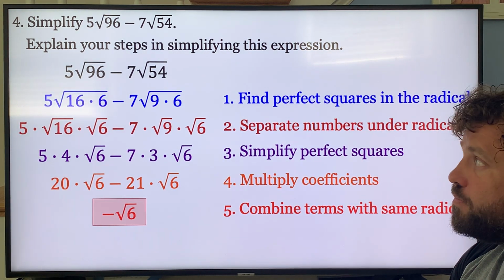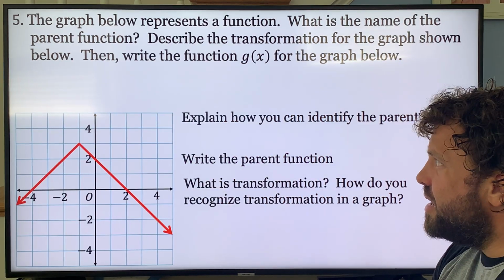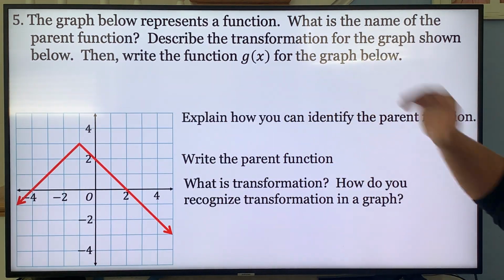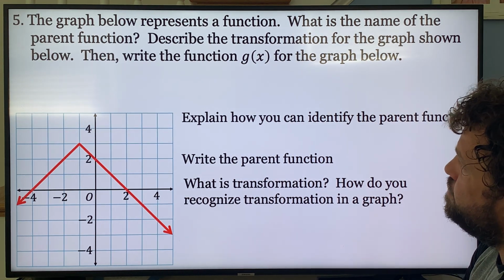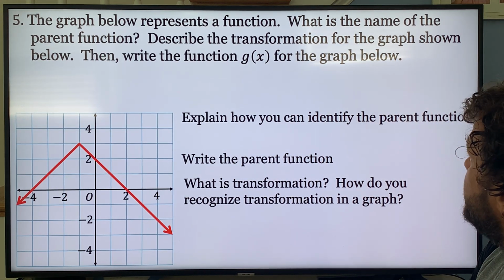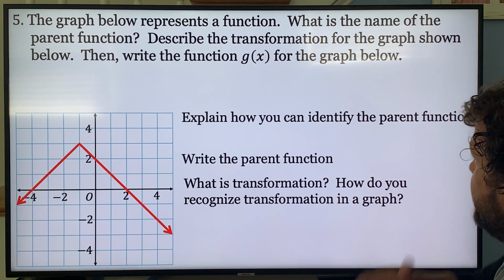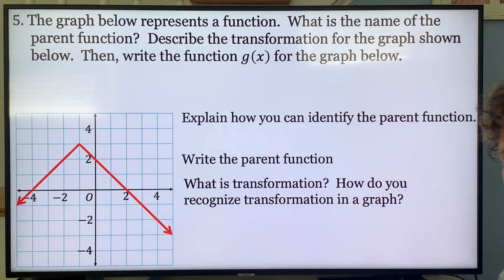Right? That was an easy one. Let us do still like radicals. Number 5, the graph below represents a function. What is the name of the parent function? Describe the transformations for the graph as shown below. Then write the function g of x for the graph below. Anyone here have a clue what the parent function is?